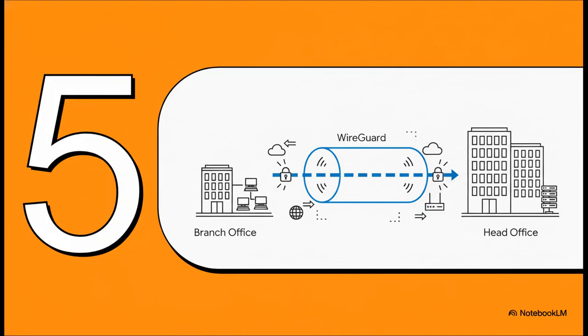All right, that's enough theory. Let's make this real. We're going to walk through one of the most common uses for a VPN, securely connecting a small branch office back to the main head office. We'll build a site-to-site VPN with WireGuard, step by step.